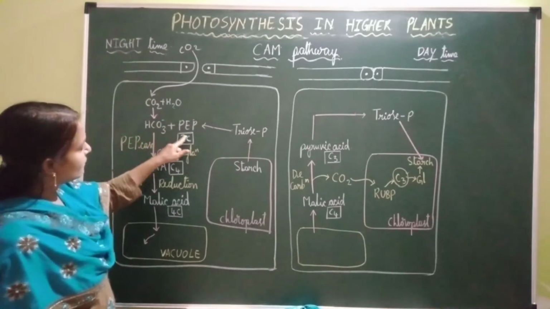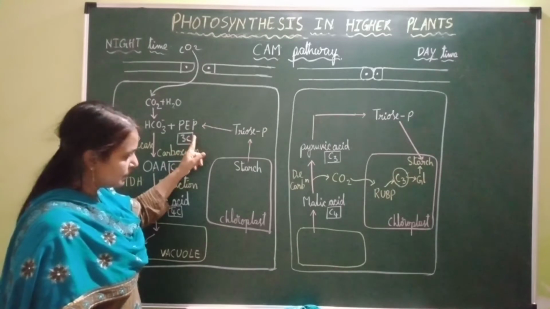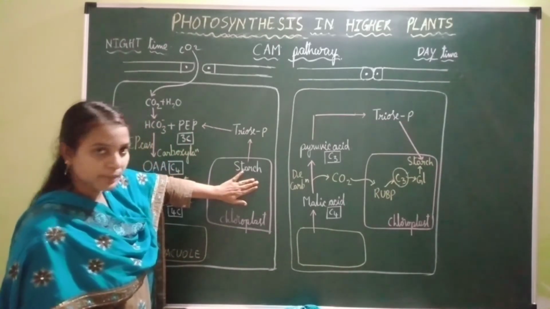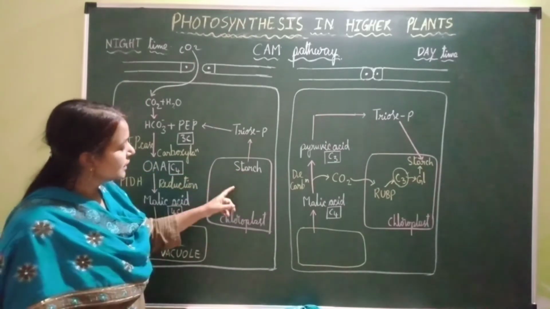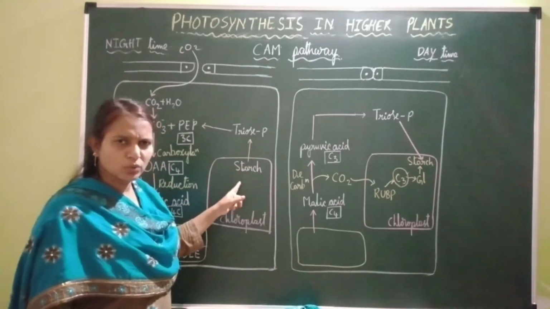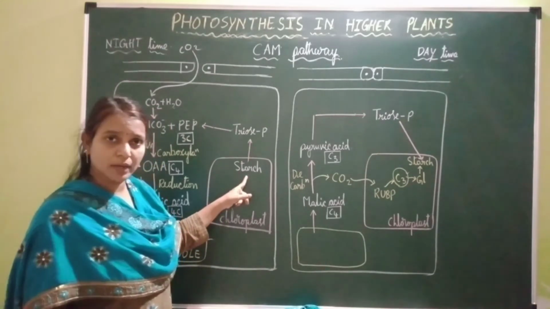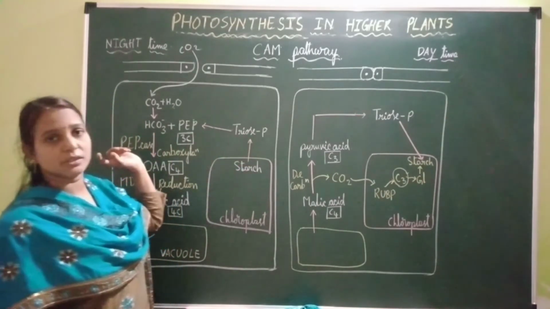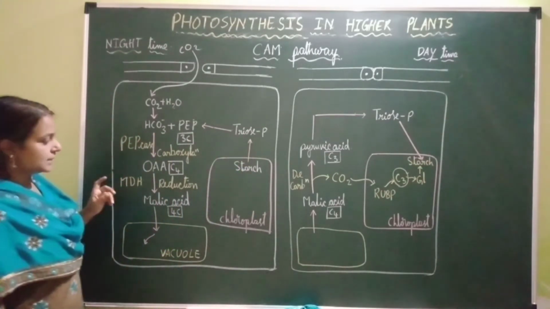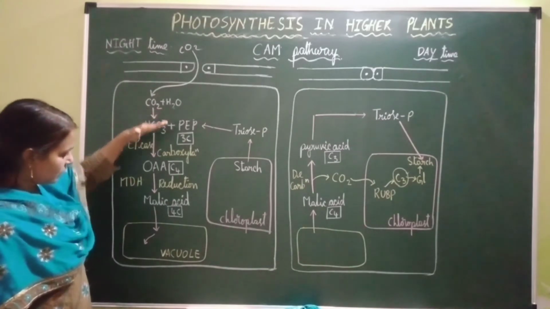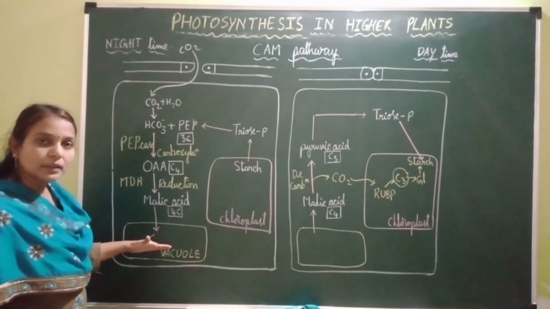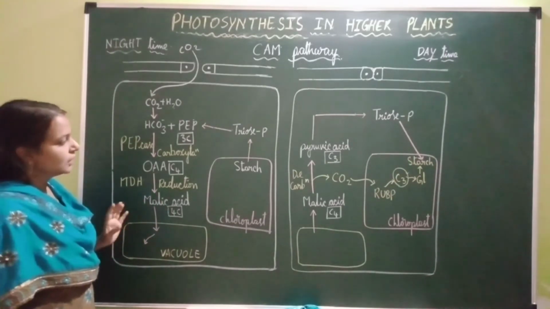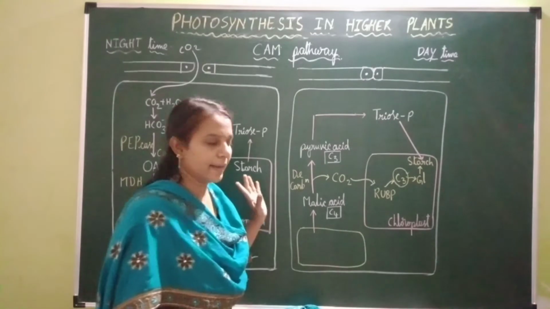Okay, so where is this PEP actually coming from? This PEP is coming from the chloroplast present inside the mesophyll cell. Inside the chloroplast, food is stored in the form of starch. This starch undergoes breakdown into glucose. From that glucose, triose phosphate is formed, from which phosphoenol pyruvic acid is formed. And from here all these reactions proceed, resulting finally in the formation of malic acid, which is stored inside the vacuole.